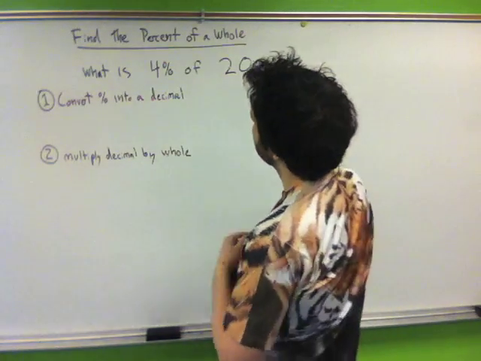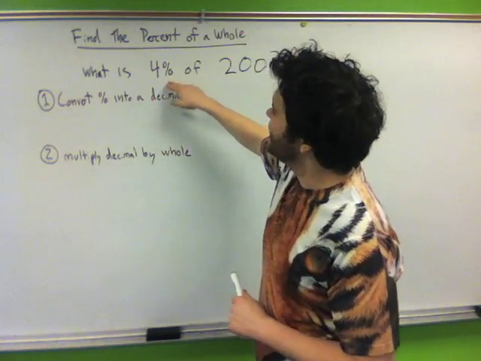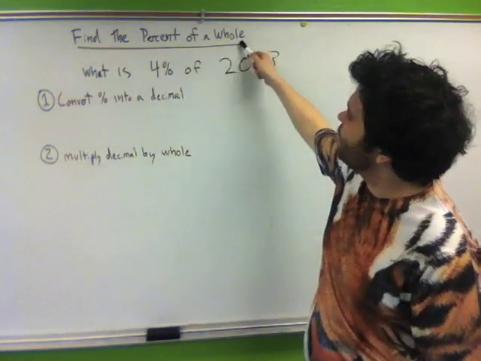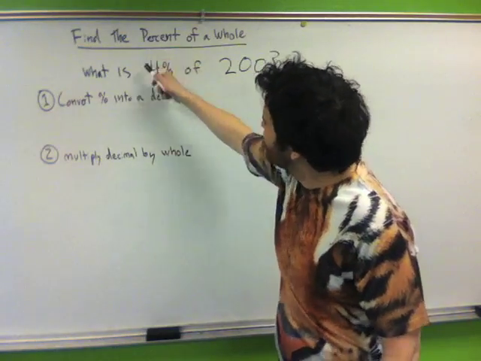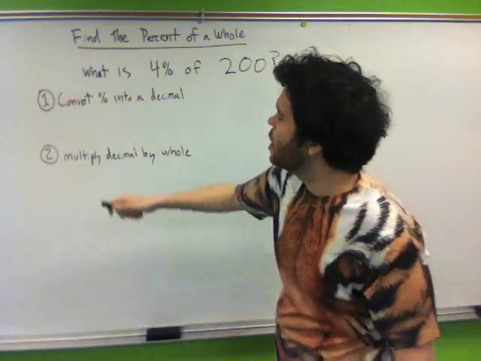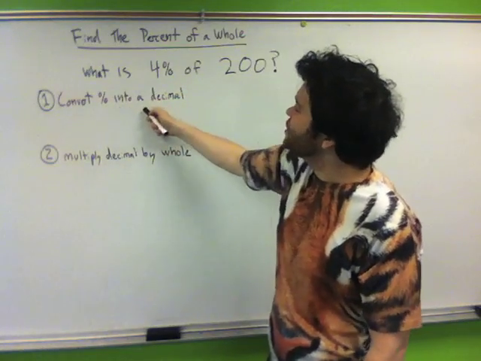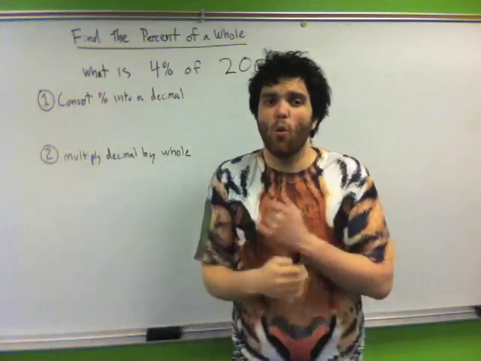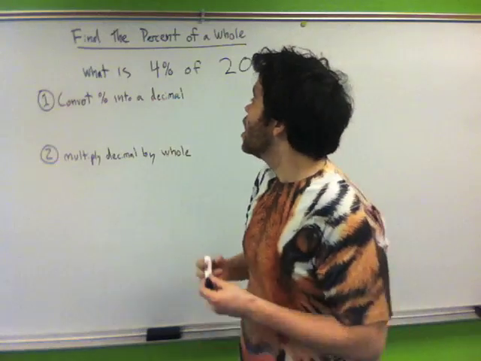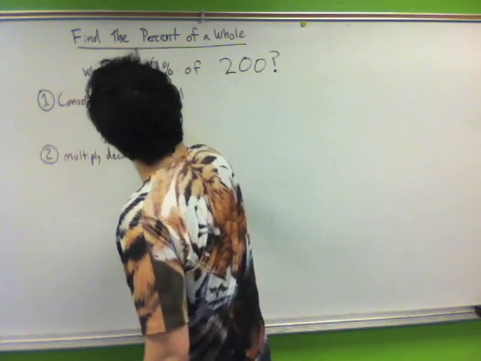Well, the first thing we've got to do is convert 4% into a decimal. So we're finding the percent of a whole. We're finding 4% of 200. The first step is to convert the percent, that 4%, into a decimal. So what's 4% as a decimal? You should know it. It is 0.04.